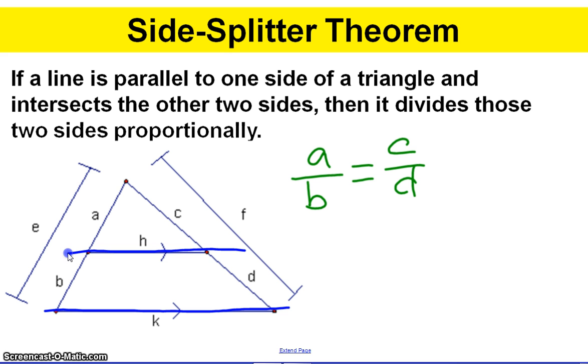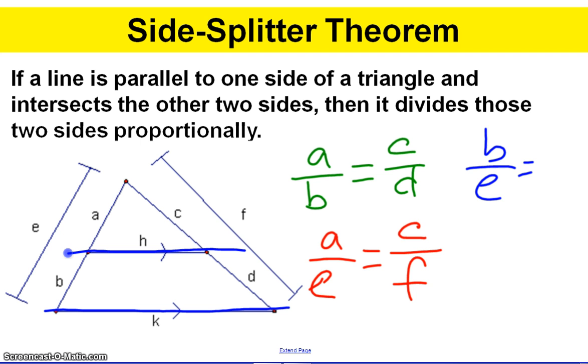So we could take A over the whole thing. So the top part on the left to the whole thing, the whole side of E, is equal to the top part on the right side to the whole side of F. And we could even do one more with the bottom, B over E equals D over F. So there's different ones dealing with splitting the sides of a triangle.